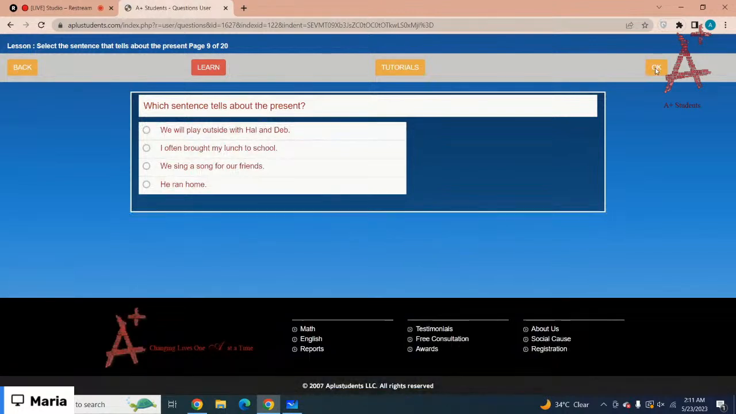Which sentence tells about the present? We will play outside with Hal and Deb. I often brought my lunch to school. We sing a song for our friends. He ran home. So which is the correct option? We sing a song for our friends. Option number 3 is the correct option.